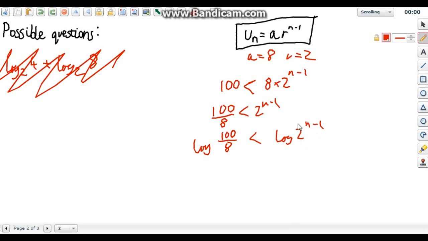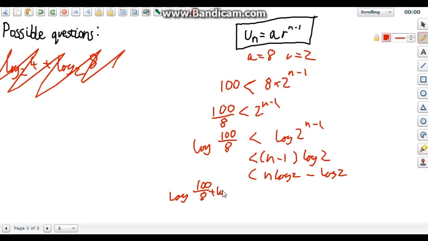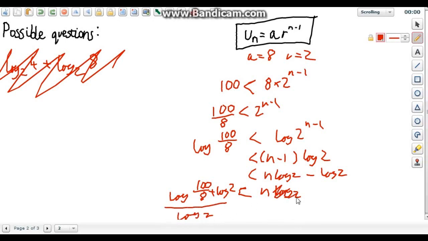Now, of course, we can bring this forward. So we would get n minus 1 of log 2, which will expand to n log 2 minus log 2. So we would add log 2 to both sides. We would get log of 100 over 8 plus log 2 is less than n log 2. We would then divide by the log 2, so we'd bring the log 2 under here. And we would get a value for n, so you type this into your calculator.